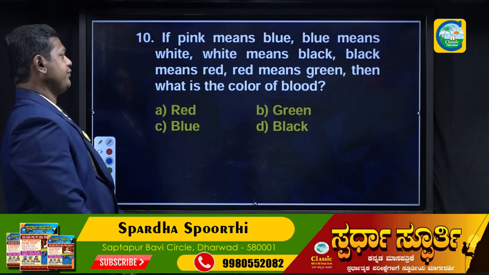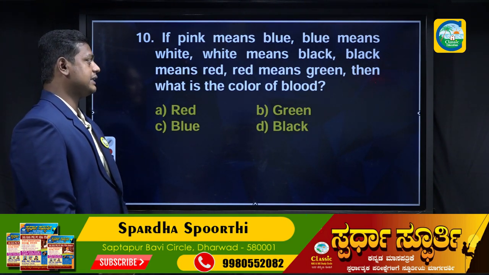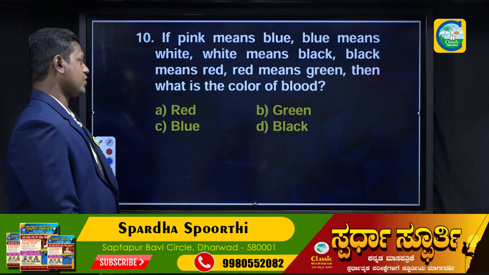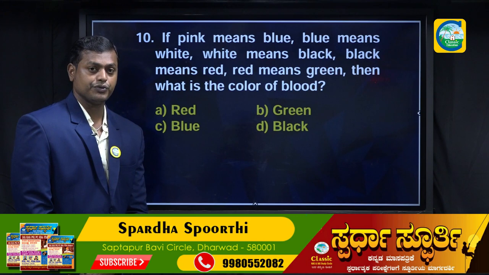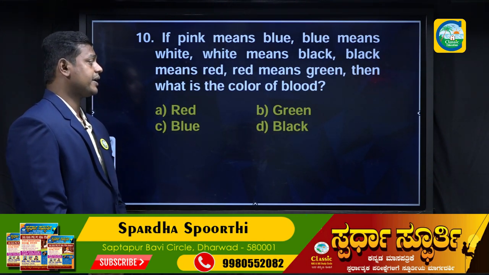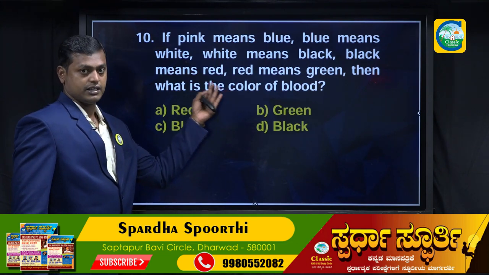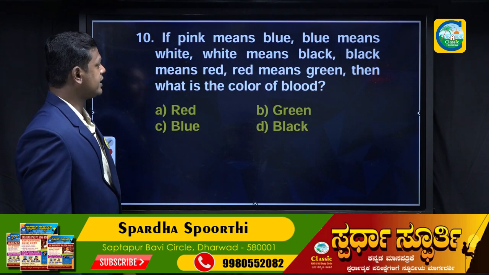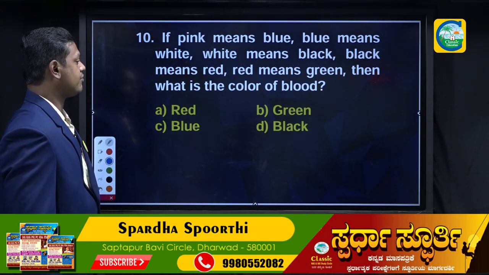If pink means blue, blue means white, white means black, black means red, red means green, then what is the color of blood? In coding and decoding, I told you there are 4 types. This is the substitution type, and these questions will arise like this. So once again, if pink means blue, blue means white, white means black, black means red, red means green, then what is the color of blood?